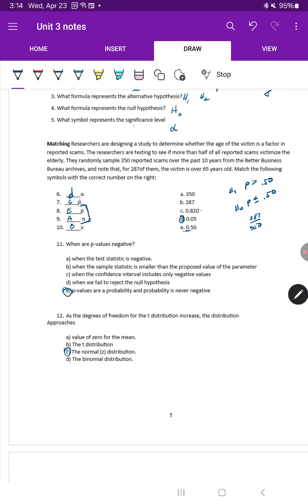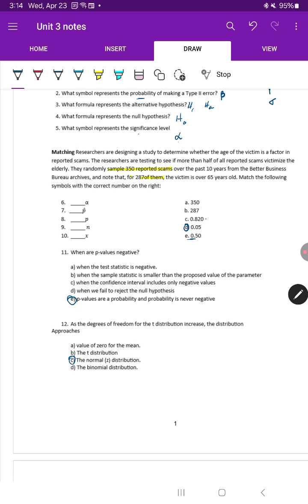Researchers are determining whether the age of a victim is a factor in reported scams. The researchers are testing to see if more than half of all reported scams victimize the elderly. They randomly sample 350 reported scams over the past 10 years from the Better Business Bureau and note that for 287 of them, the victim is over 65 years old. So, things that we know: alpha is our significance level. If our significance level is not given, it is assumed to be 0.05.